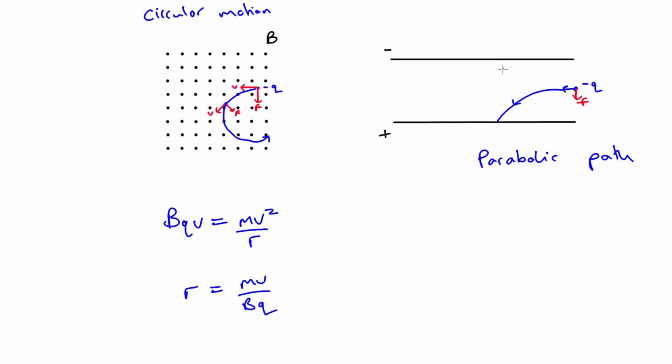And so what happens in this case of an electric field is the electron's horizontal component of velocity remains the same, but the vertical component of its velocity increases, gets larger and larger. And so the direction gets closer and closer to the vertical, and that is called a parabolic path. So it's never going to curve round on itself like it does here in the magnetic field.